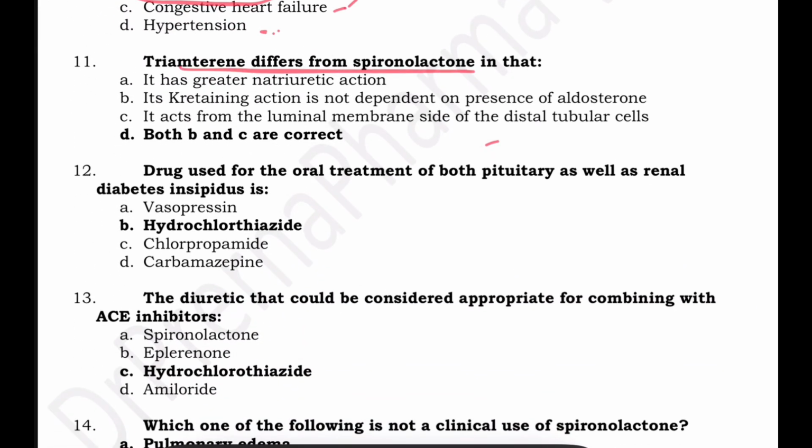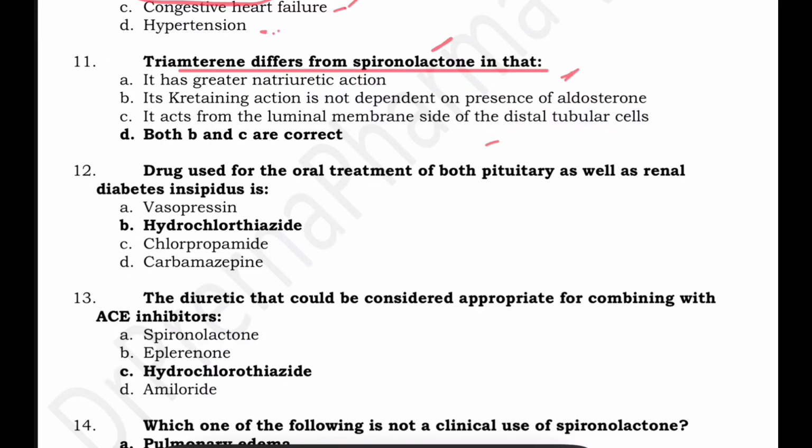Triamterene differs from spironolactone in that now triamterene and spironolactone both are basically potassium sparing diuretics, but their mechanisms are different. Spironolactone is an aldosterone receptor antagonist, and triamterene inhibits the amiloride sensitive sodium channels which are situated on the luminal side of the renal epithelium. Now this triamterene is basically independent of the presence or absence of aldosterone, while spironolactone is an aldosterone antagonist, and it has to act from the basolateral membrane and bind to the aldosterone receptor.